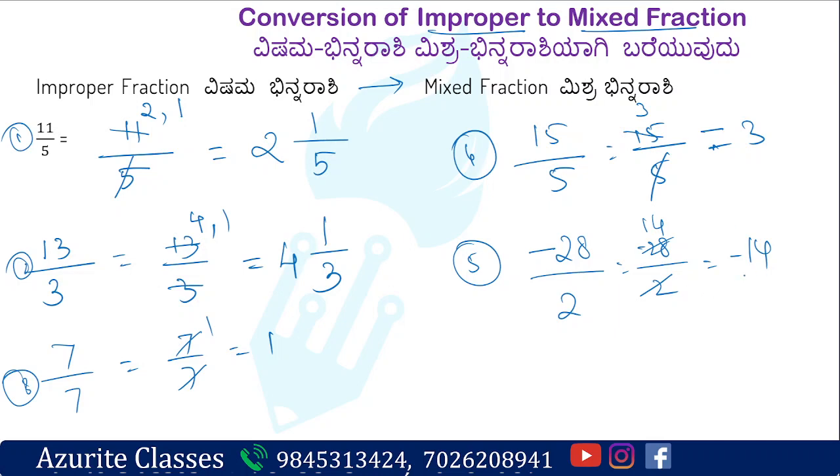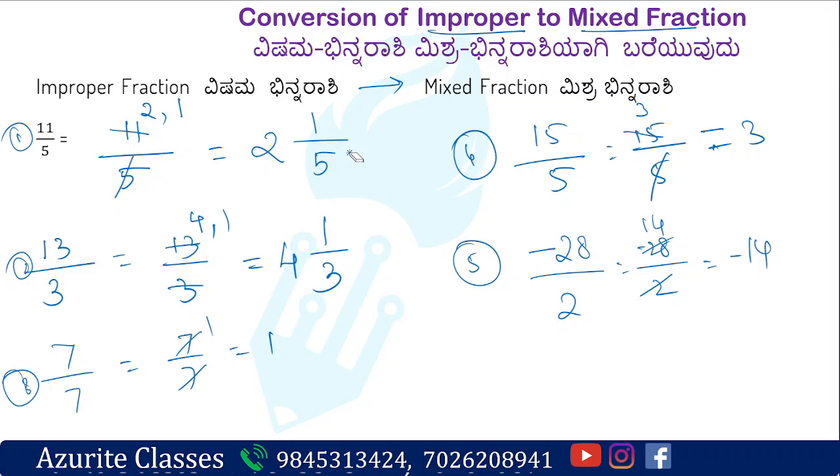So this is also an integer. So it is a mixed fraction only, right? An integer with a proper fraction. The proper fraction remainder is 0 here. Nothing is remaining. 0 by 2 will be 0 only. Right? That is, the answer will be minus 14. Understood? Okay. So this is how you have to write it here.